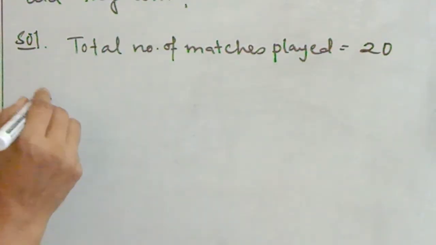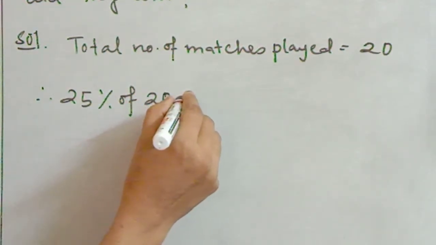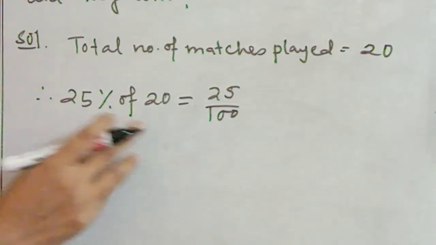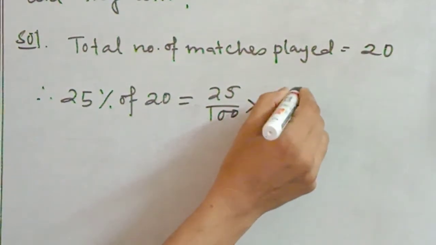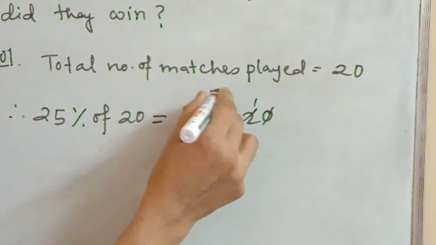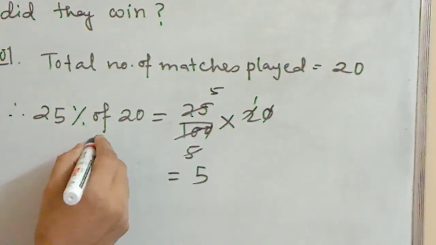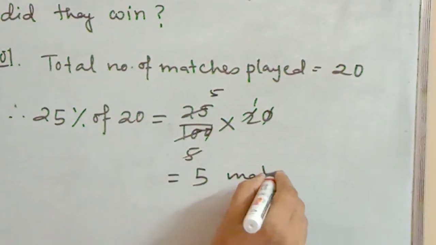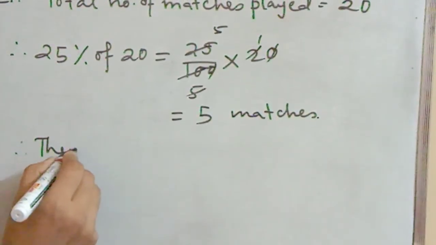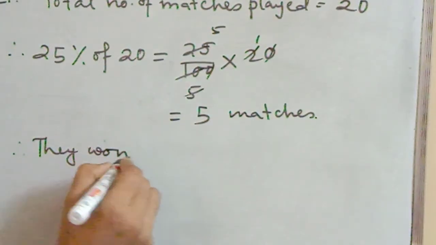20. Therefore 25% of 20 is equal to 25 by 100 into 20, cancel it. 5 5s are 25, 5 4s are 20. So 25% of 20 matches means 5 matches. How many matches did they win? Therefore they won 5 matches.